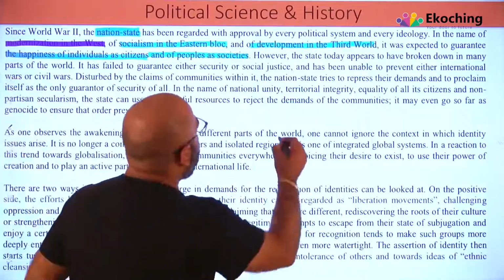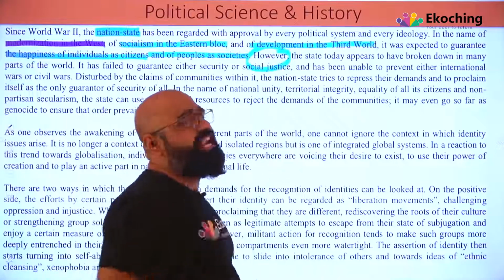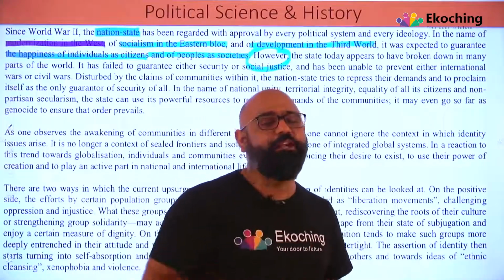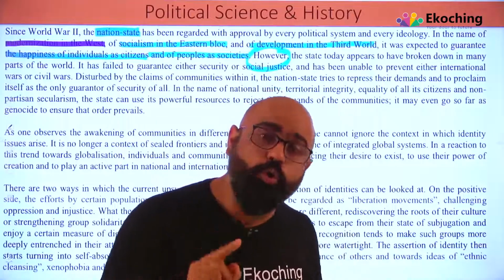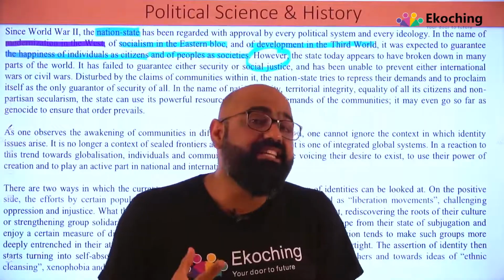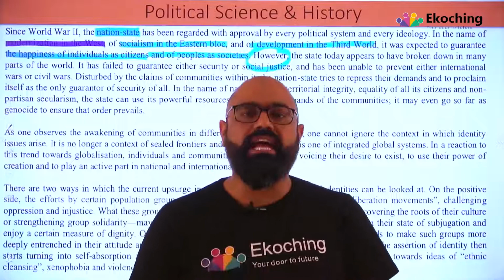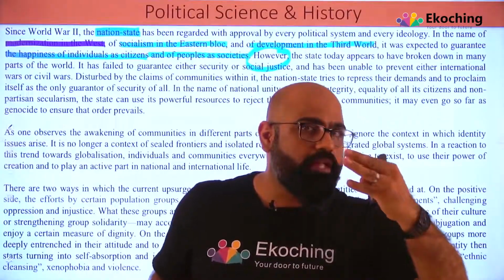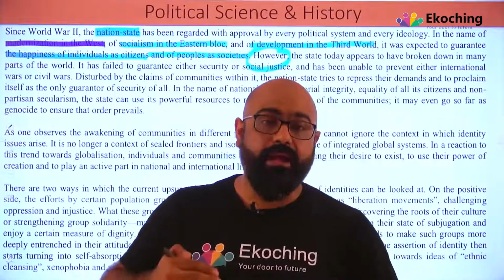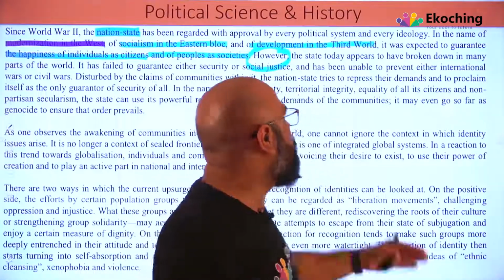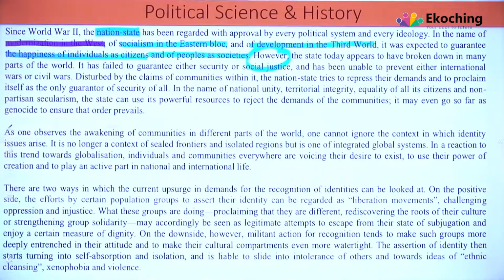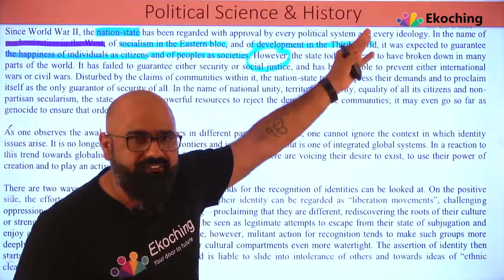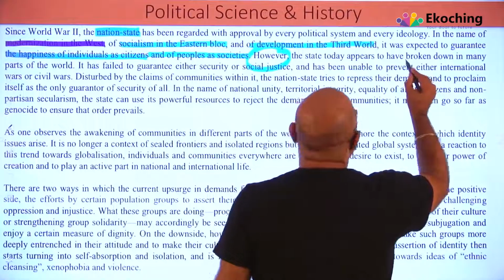However, so when the word however is there, we are very sure something is coming up which we need to understand properly, and that's what you need to do when you are appearing for CAT examination. These are the words you need to take care of, because there is something else coming up, or whatever the author is trying to say at this point of time, now there is something opposite which is coming up. However, the state today appears to have broken down. So whatever acceptance was there by every ideology, it has been broken down now.